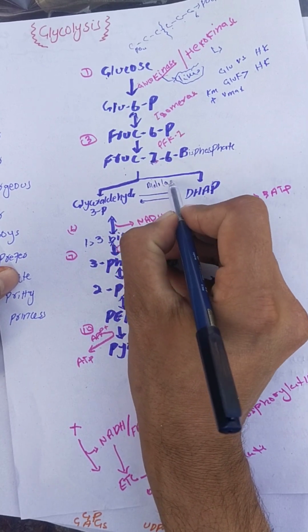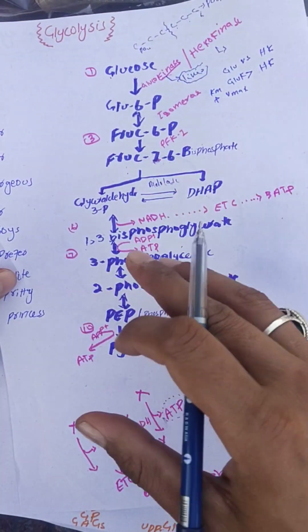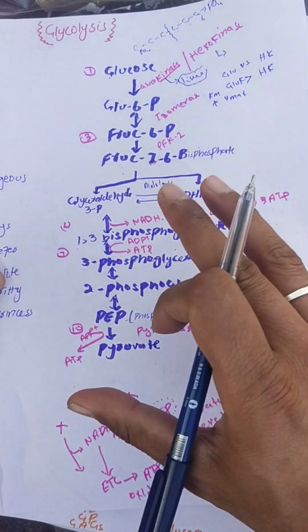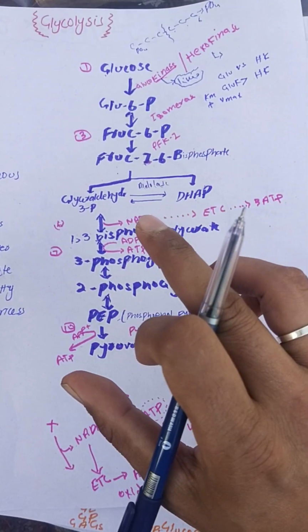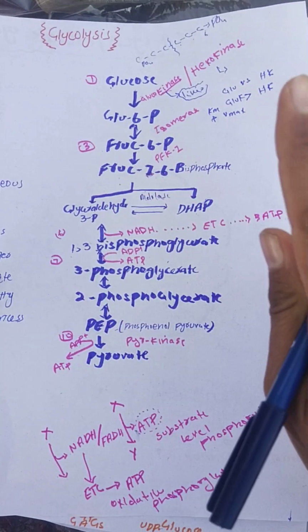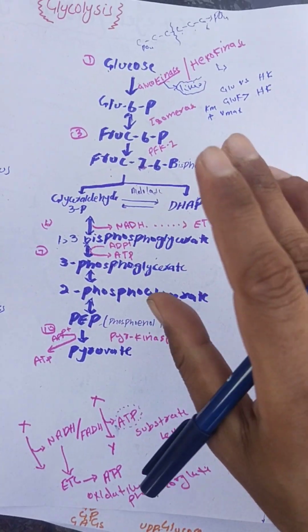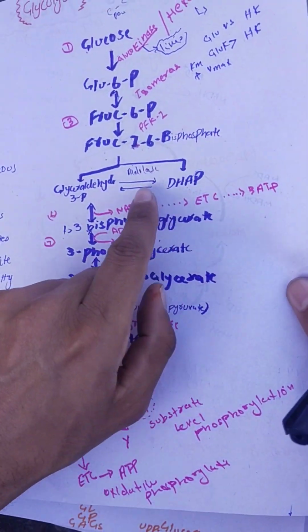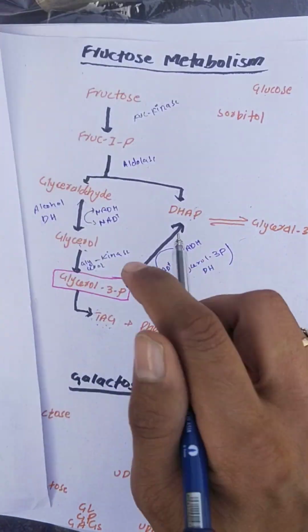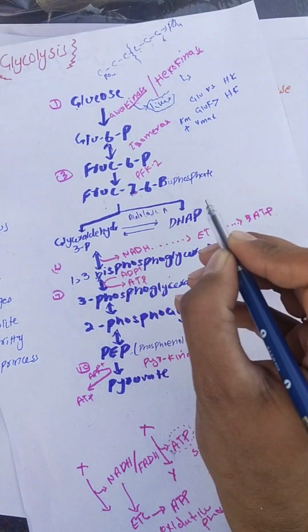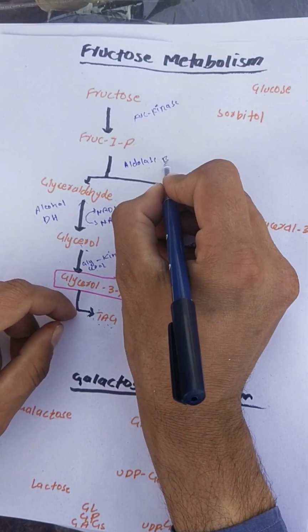So why am I showing this glycolysis again and again? Because glycolysis is very important. It is related to many reactions. So if you didn't watch my video on glycolysis, please go and watch it. Then the whole carbohydrate metabolism will be easy for you. So we have aldolase here and aldolase here also. What is the difference? Here we have aldolase A, but here we have aldolase B.